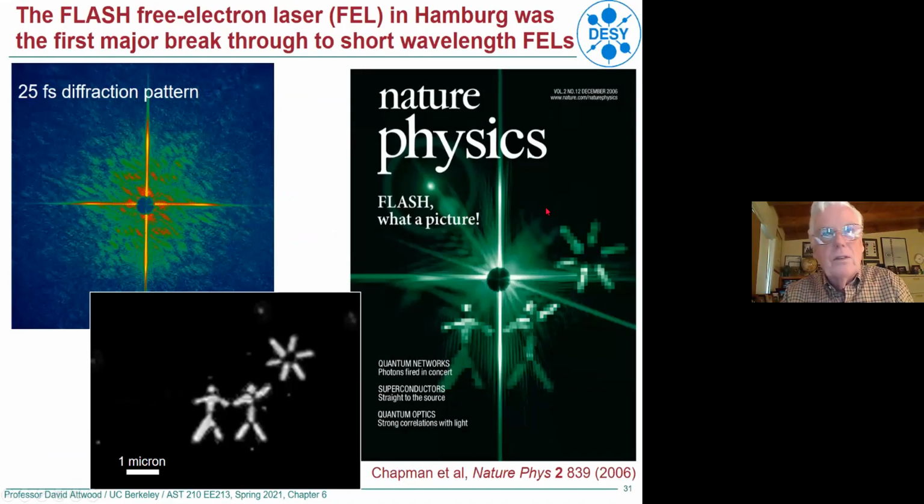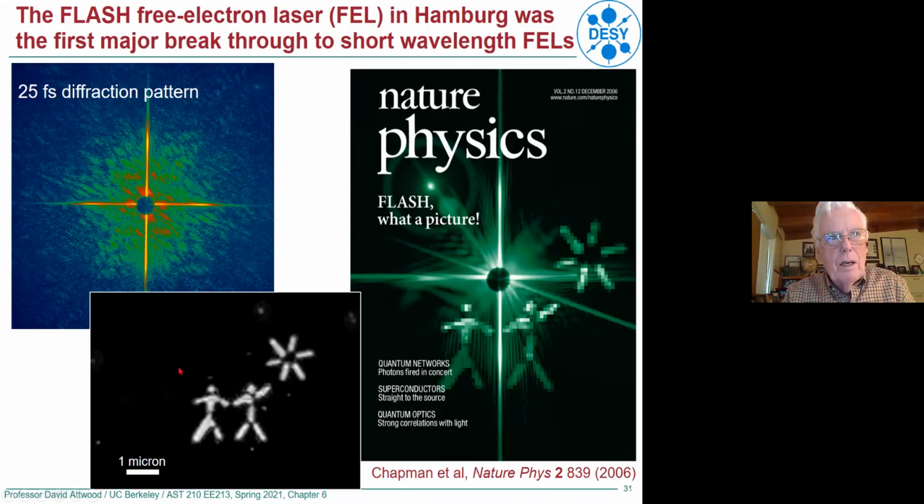Now, some of the things that went on. First, there had been lasing up into the visible and slightly beyond the visible, but not very far, not very short wavelengths. And then the so-called FLASH free electron laser in Hamburg, Germany came along. This was the first major breakthrough, and that was in the year 2006.